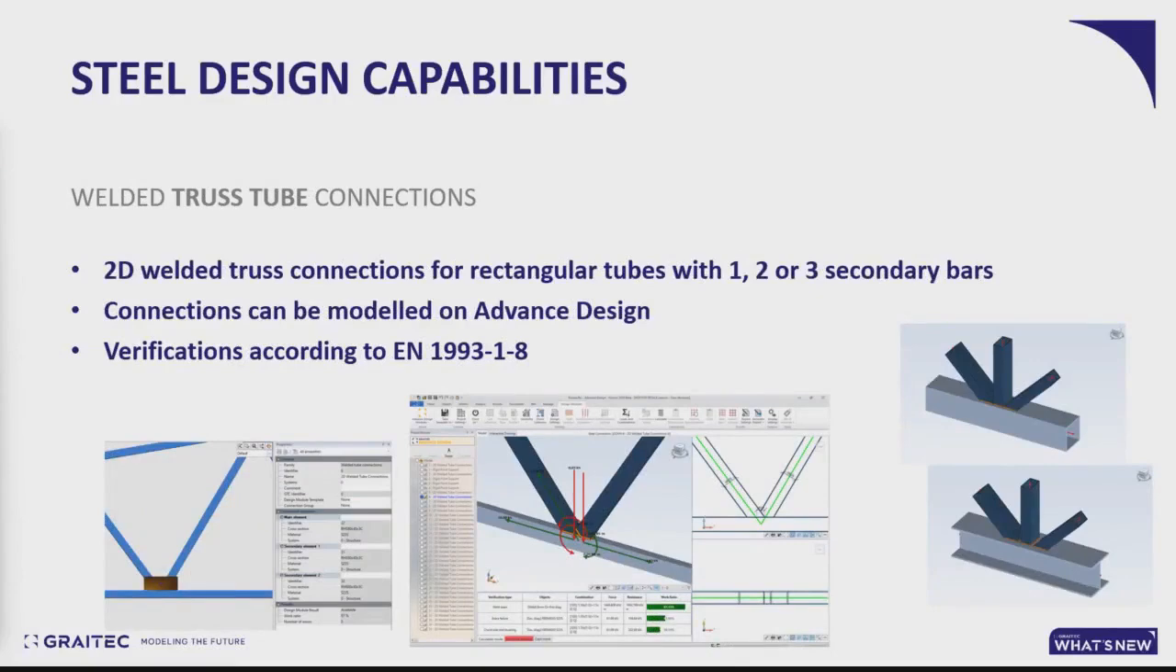And the last point related to steel design, in advanced design and the steel connection module, we can now define and verify welded truss tube connections. We can define multiple configurations supported by Eurocode 3 with 1, 2, or 3 diagonals that are made of square or rectangular tubular steel sections. The main beam can also be a tube or I-section.